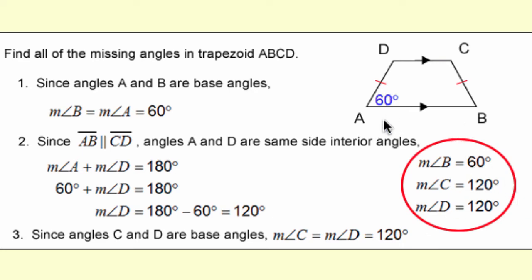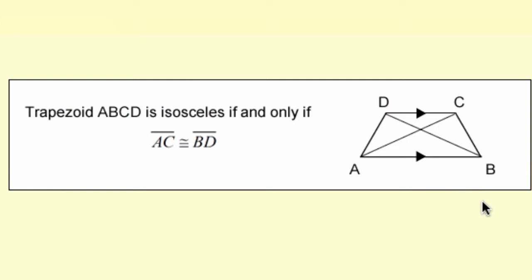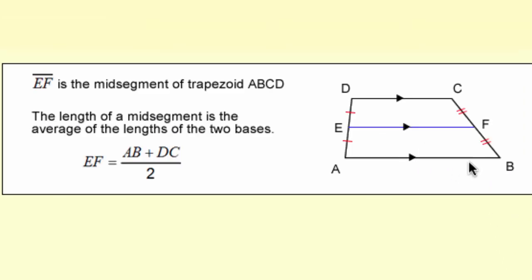As shown here, you're given one base angle. So that means measure of angle B has to be 60 degrees also. And since lines DC and AB are parallel, you have consecutive interior angles that have to add to make 180 degrees. And so you can easily solve the other two angles for 120 degrees each. For an isosceles trapezoid, the diagonals are congruent.